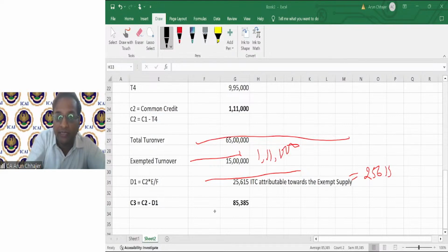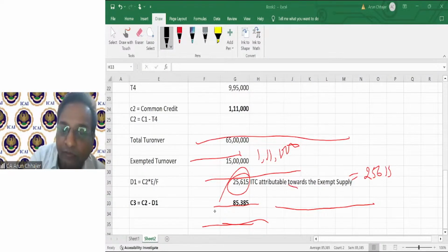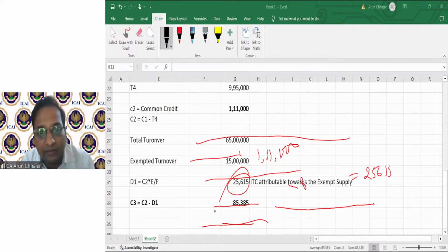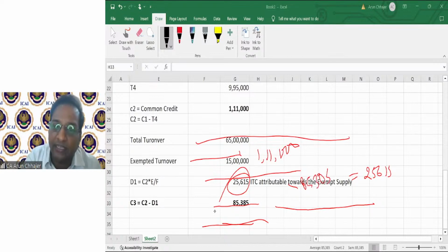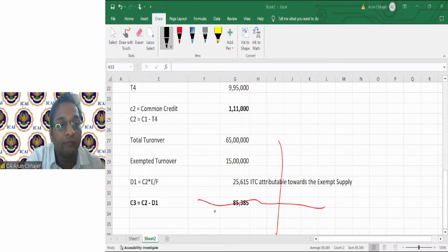25,615, right? And then the net GST payable from the electronic cash ledger for the month, with the opening balance of the ITC. Now this part we need to calculate. Eligible ITC we have discussed. How much was it? 85,385. So till point number D we have done. Now last, the net GST payable from the cash ledger. You have to tell me.